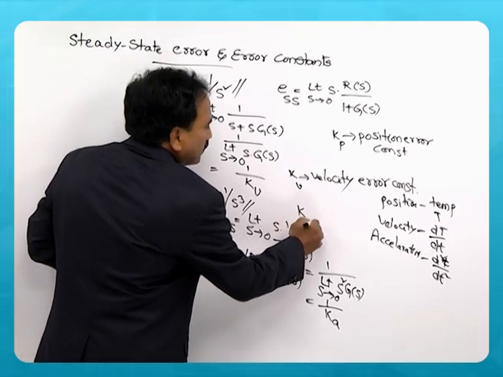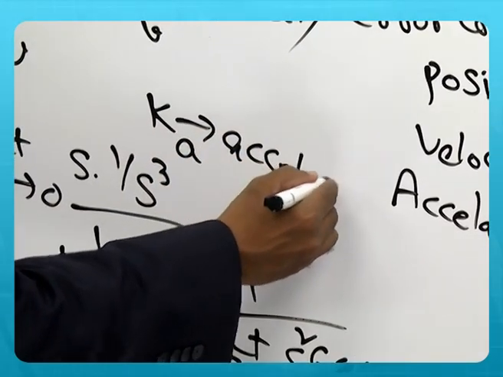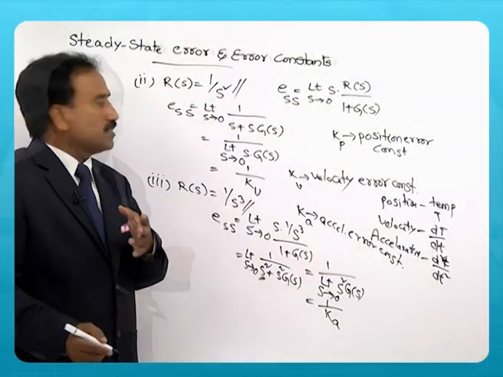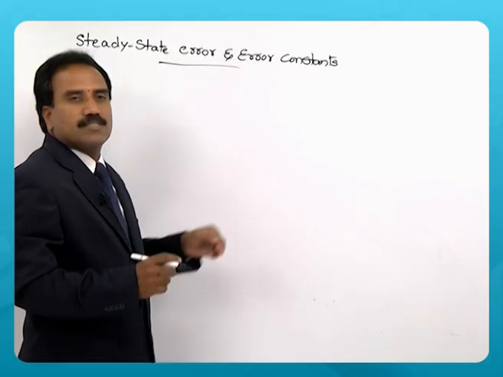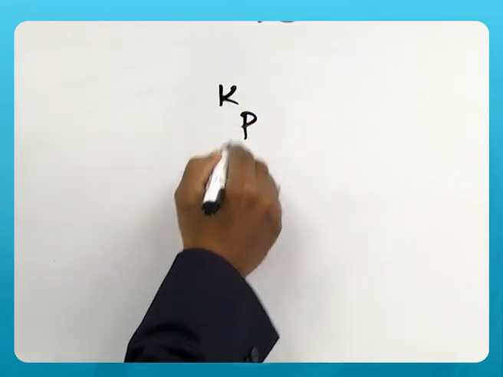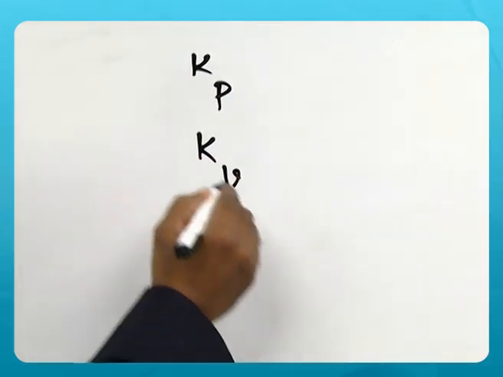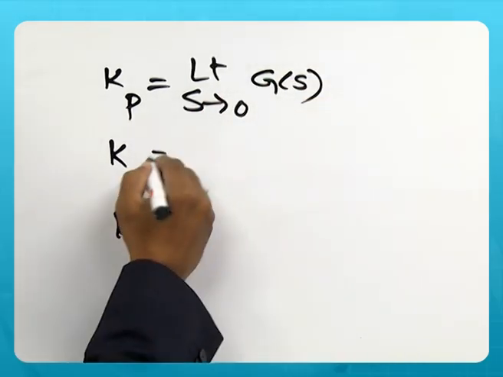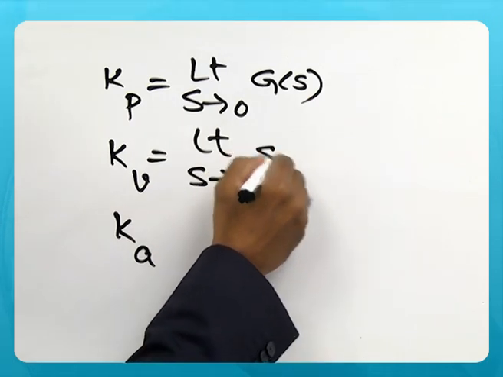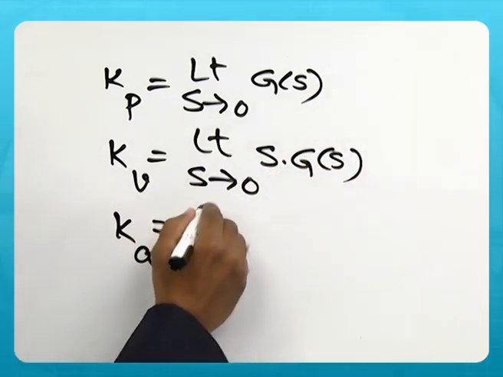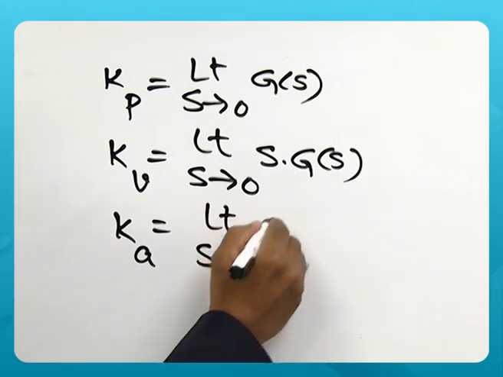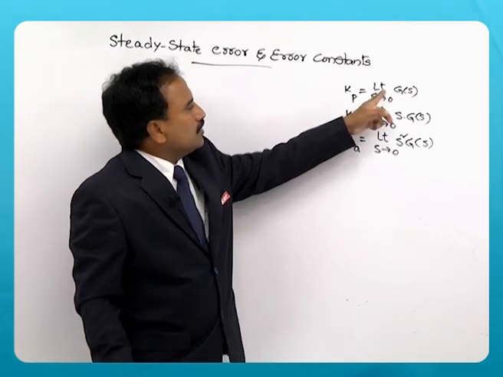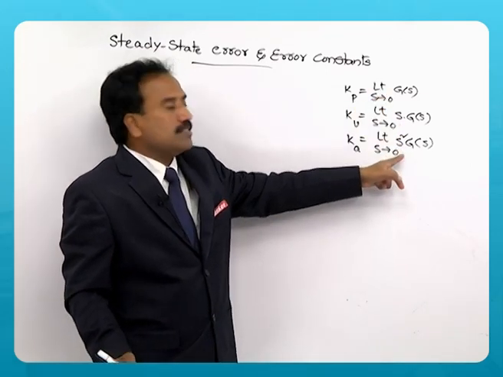Ka is the acceleration error constant. So, you can see now we could get 3 constants. The 3 error constants we could derive are Kp, Kv and Ka. This is limit s tending to 0 G of s. This is limit s tending to 0 s into G of s. This is limit s tending to 0 s square G of s. You can observe the change: there is no s here, there is an s, there is s square.